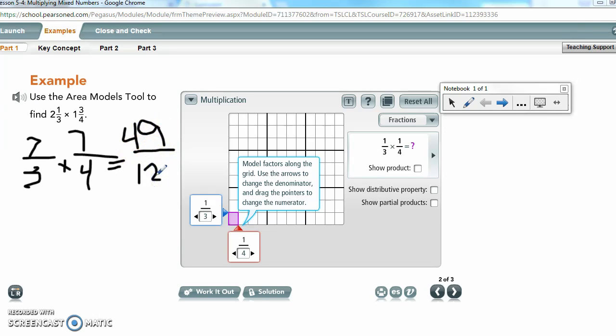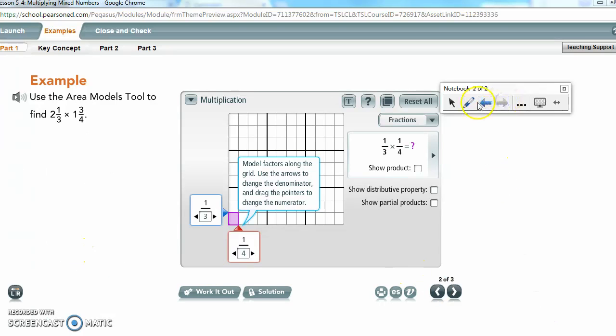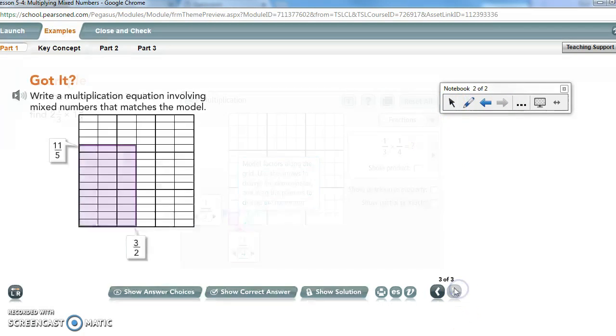Well, how many times does 12 go into 49? 12 goes into 49 4 times, that's 48. I have 1 left over to get to 49, and my denominator must stay 12. Go and copy that down. Let's try this next one. Let's go to part 2.